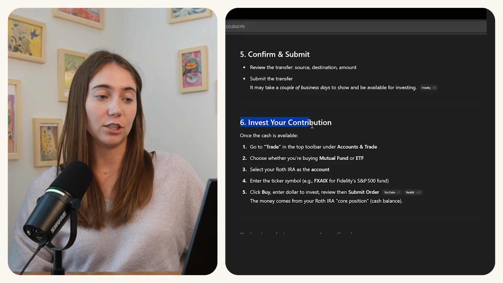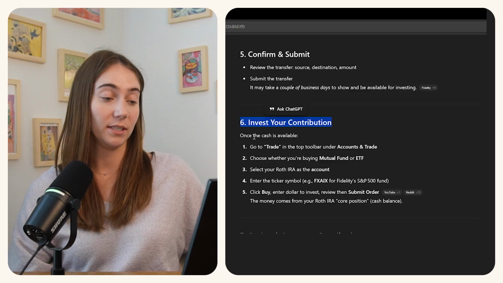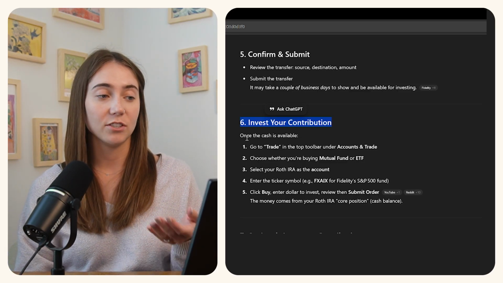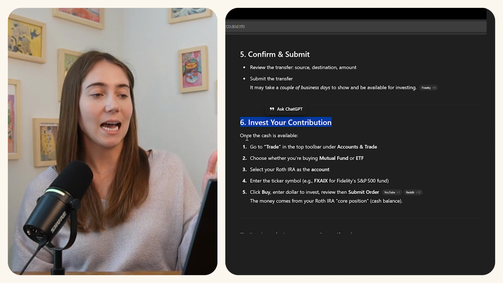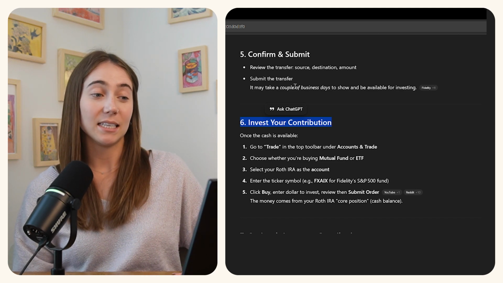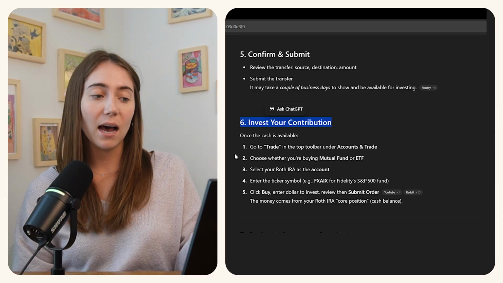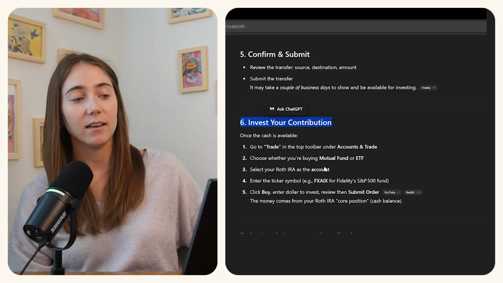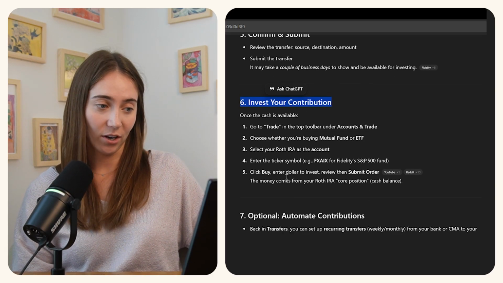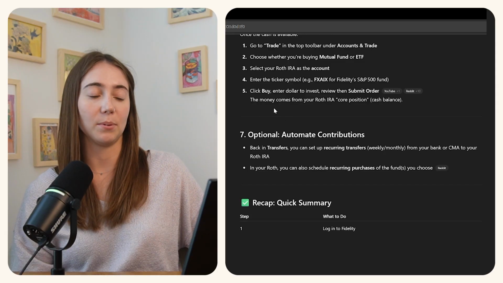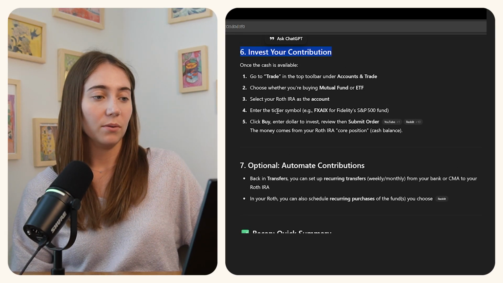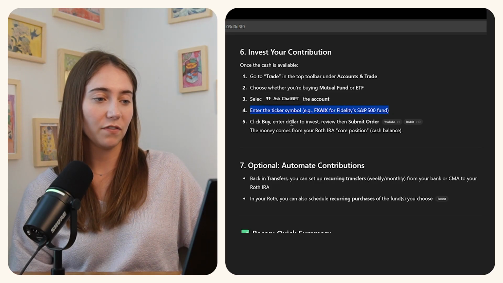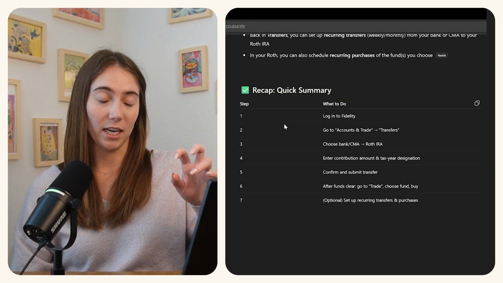And it's going so far as to show me how to invest that contribution. So say I have $1,000 in my checking account that I want to move into my Roth IRA that I've opened with Fidelity. So steps 1 to 5 that it just showed me is exactly how to do that. So I move the money in, and it's saying it's going to take a couple of business days to be able to invest. But now the cash is in there, and it's saying I can go once again into the toolbar and hit trade, go through, select my account, and enter a ticker to buy or invest. And then it's also giving me the opportunity to automate my contributions. So the ticker it's giving me right now is this, which is Fidelity's S&P 500 fund, and then it will become a position in my investment account.